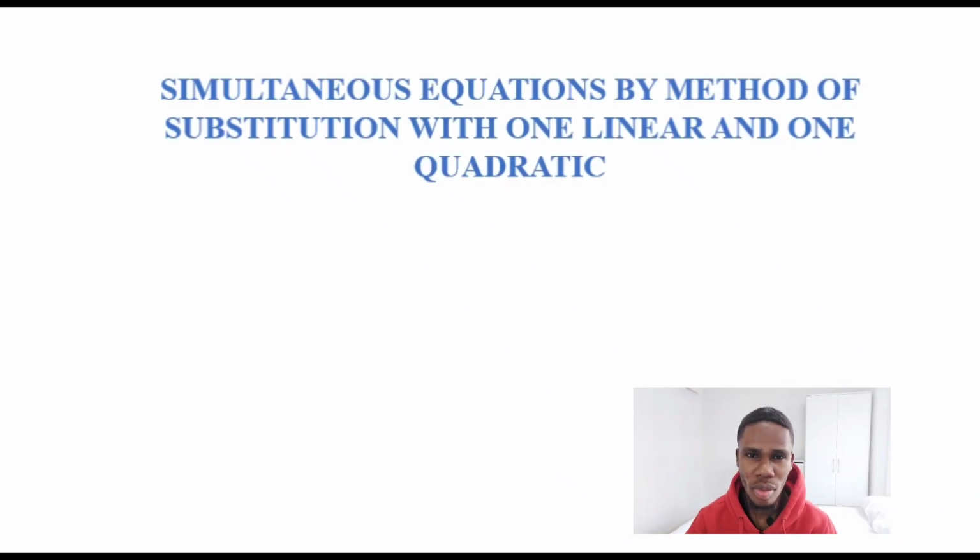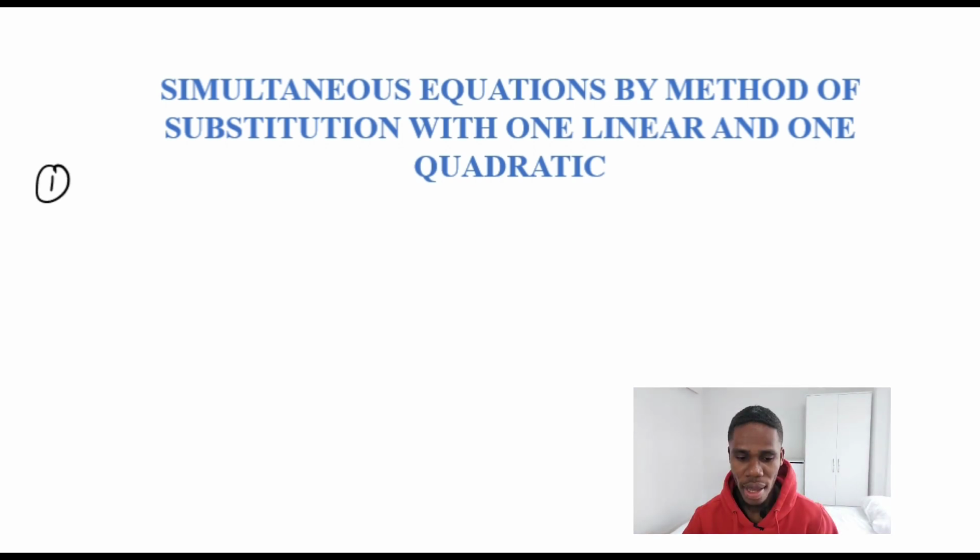In this video, I'm going to show you how to solve simultaneous equations whereby you have one equation to be linear and the other equation to be quadratic. So let's get straight into it. A linear equation usually has a variable which has an exponent of 1 and a quadratic equation has an exponent of 2. Let's take some examples.